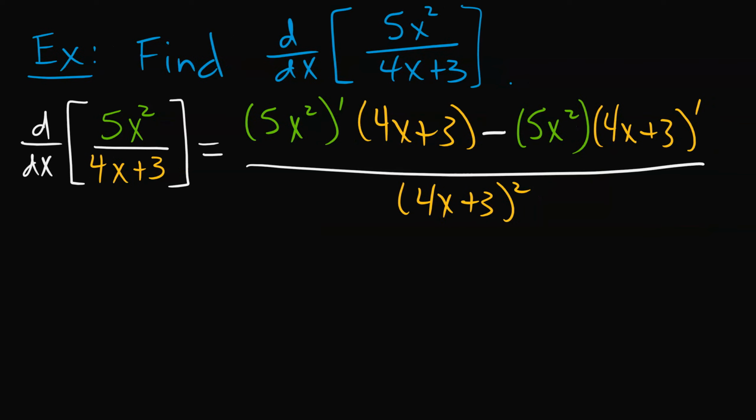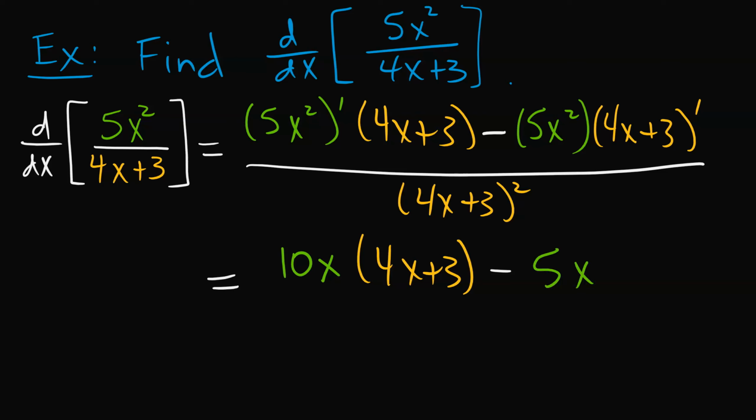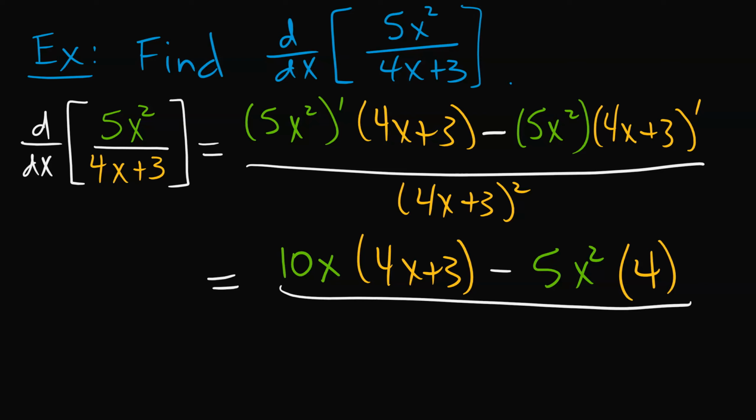Okay, so let's go on with what we are supposed to do in this problem. So we take the derivative of our numerator, just using our power rule together with our constant multiple rule, and we multiply that by the denominator, minus the numerator times the derivative of the denominator, that's just 4, and then that is all over the square of the denominator.